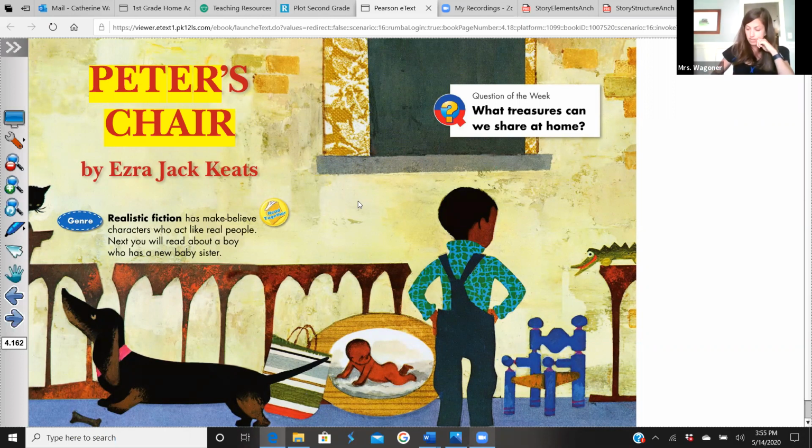So the title is Peter's Chair. Look at the pictures on these two pages. What is the boy doing? What do you think he's looking at? From the title, Peter's Chair, and the pictures, what can you tell already about this story?